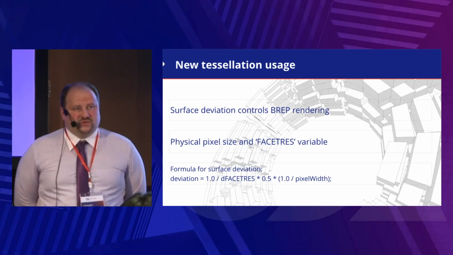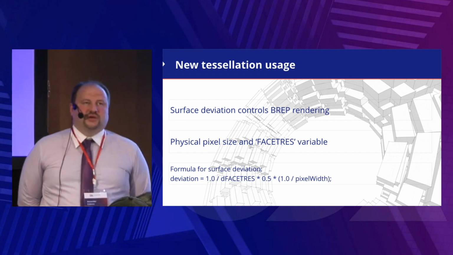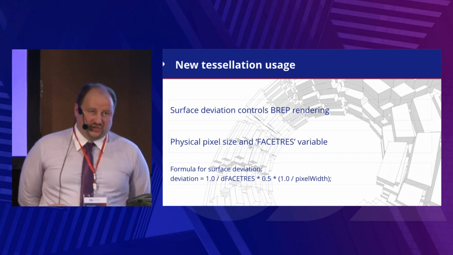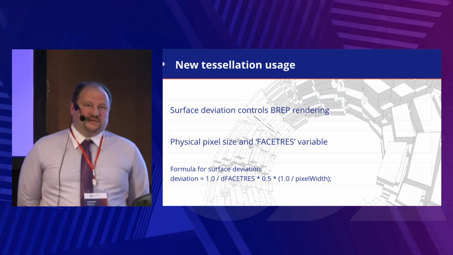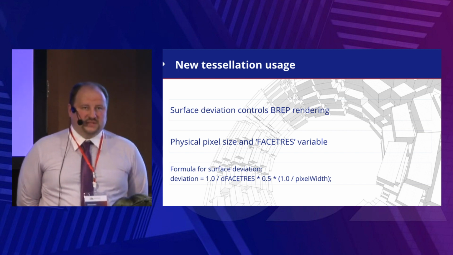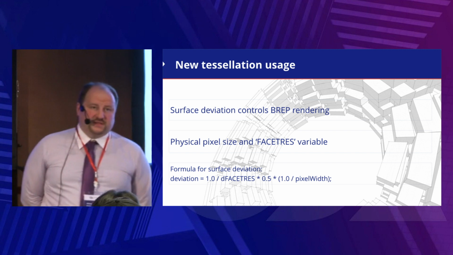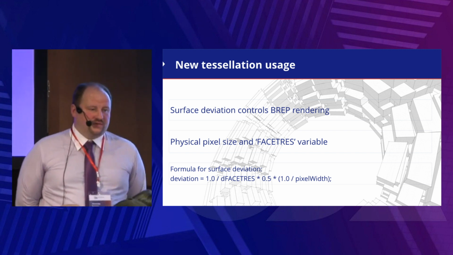The main feature of this new tessellation is that the tessellation accuracy now depends on the deviation parameter, which in turn depends on two variables. The first variable is the physical size of the pixel, and the second variable is the facet trace parameter. The dependence on the physical pixel size allows us to achieve different tessellation accuracy for different zooms.